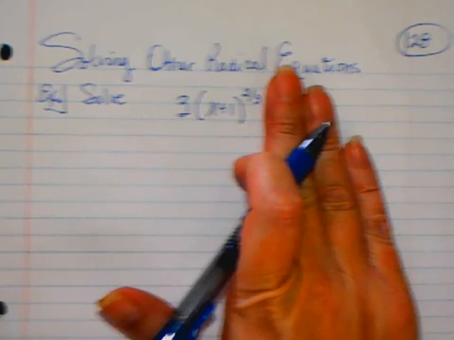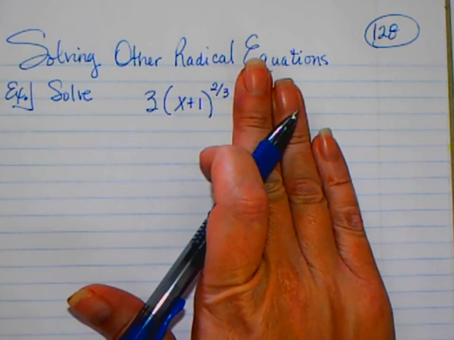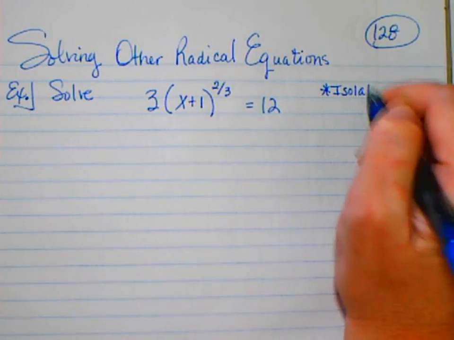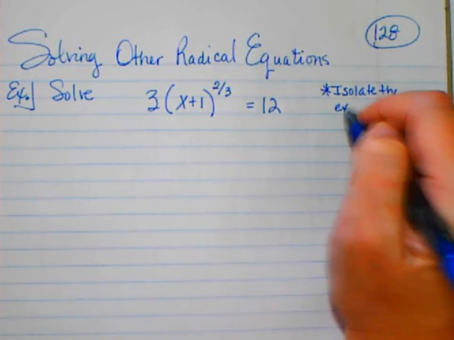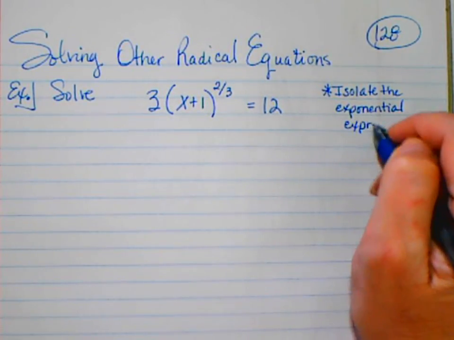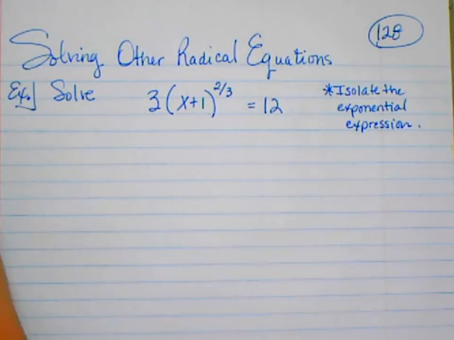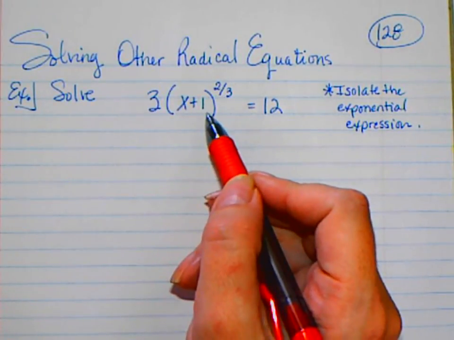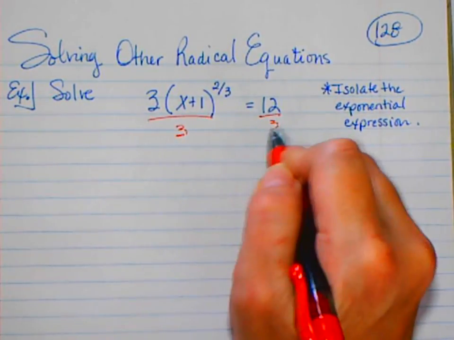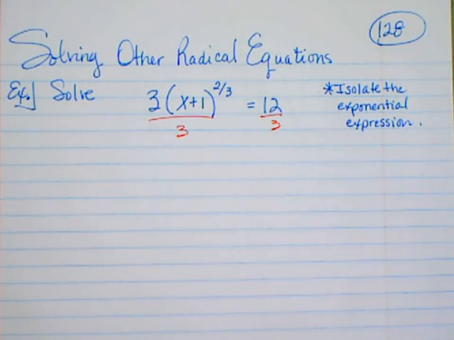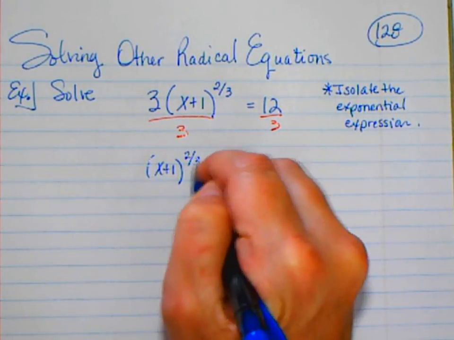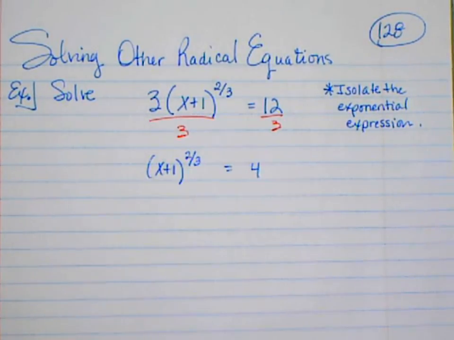So, are the parentheses isolated? No, how can we isolate them? Divide by 3. So 3 times x plus 1 quantity raised to the 2/3, that's currently one term. So I divide that whole term by 3, and then I divide 12 by 3. So on the left side, I'm left with x plus 1 quantity raised to the 2/3 power equals 4.